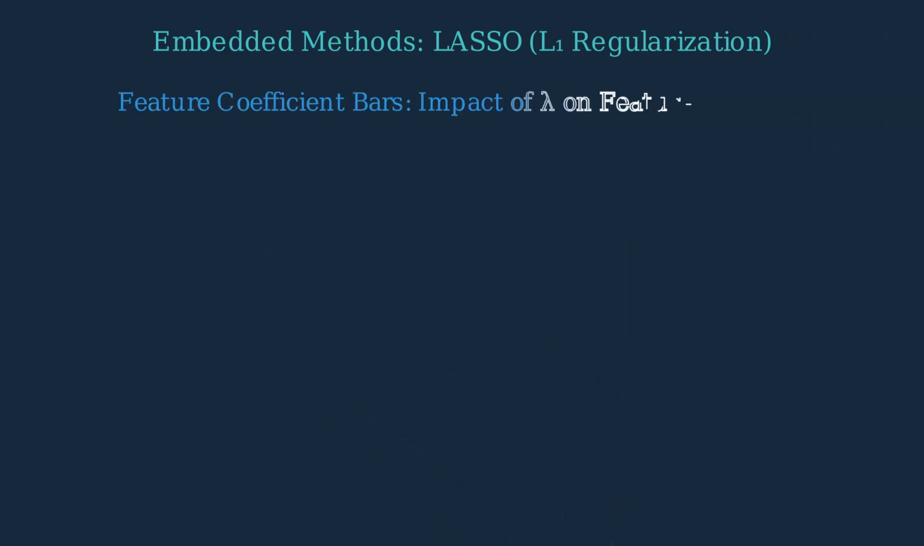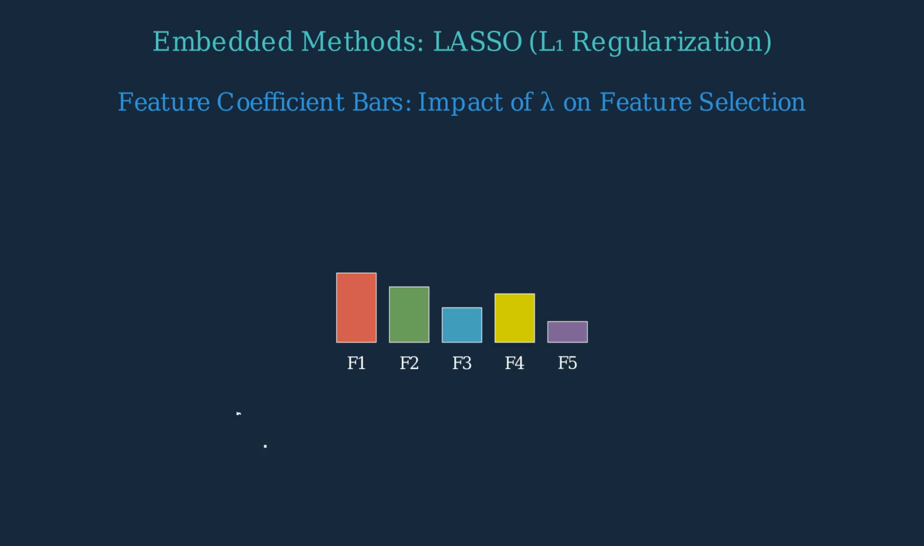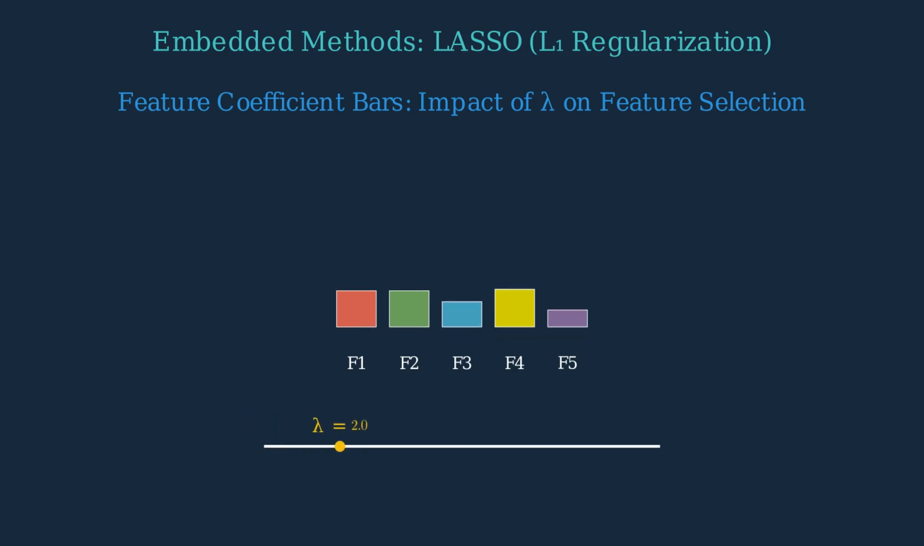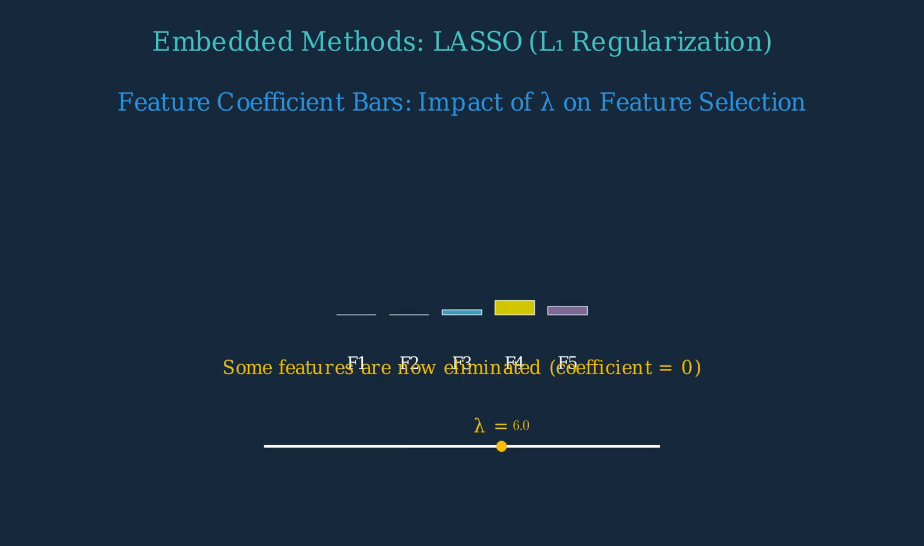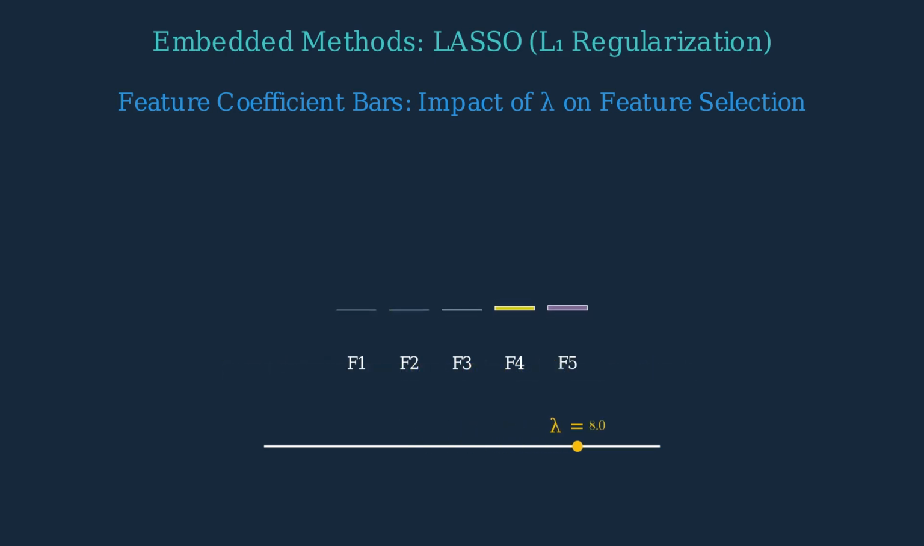Now, let's look at a different visualization showing how feature coefficients shrink as lambda increases. Each bar represents a feature coefficient. Initially, all features have non-zero values. As we increase lambda, watch how the coefficients shrink at different rates, with some eventually becoming exactly 0.